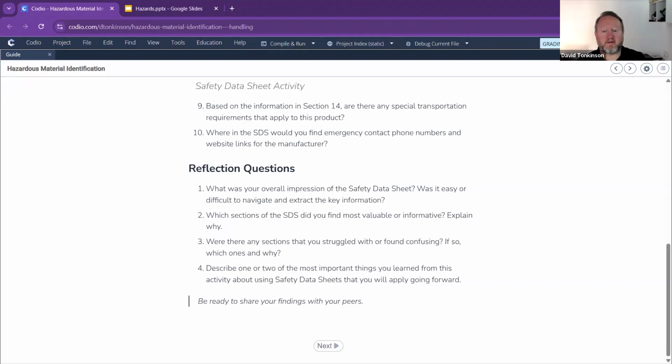Good stuff. I definitely think potentially the one you're more likely to use is the one that's going to tell you what to do in terms of first aid, isn't it? What to do in case of an incident. Victor says the whole sheet was informative. I can't think of something of no usefulness. Yeah, that's good. It is very informative, isn't it? Okay. So were there any sections you struggled with or found confusing?